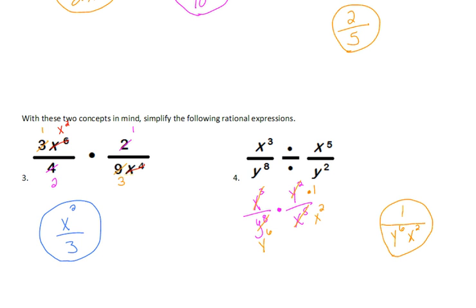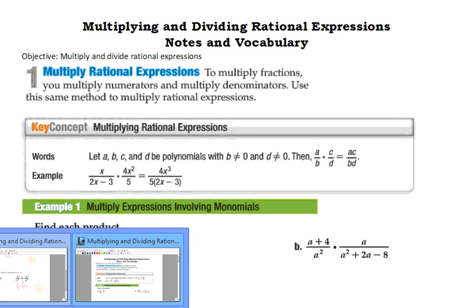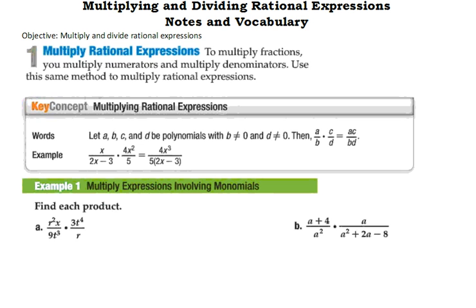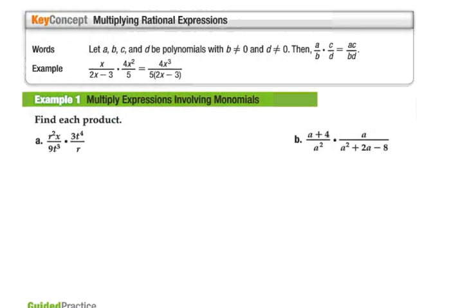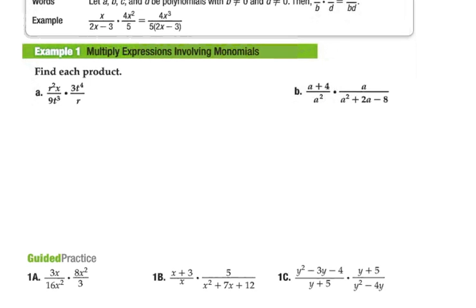Okay, go ahead and get out the notes and vocab for this section. All right, our objective is to multiply and divide rational expressions. And it says to multiply fractions, we know we multiply the numerators and then multiply the denominators and then simplify from there. We are going to use that same method to multiply rational expressions. So we're going to jump right into example 1 because again, we did go over this in the intro. We will get to that factoring part in just a second with B. But let's go ahead and focus on A real quick.